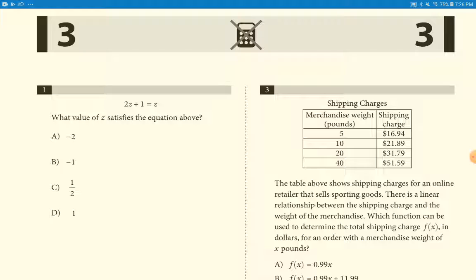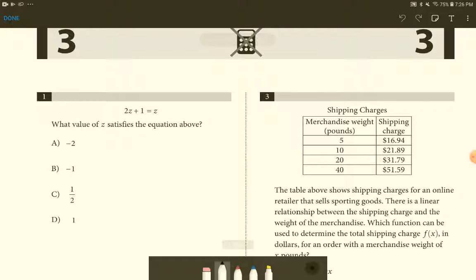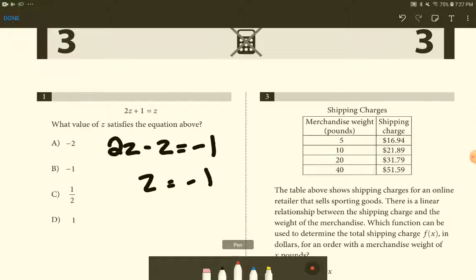So for our first problem we have 2z plus 1 equals z. So we would want to move our z over to the other side so we can isolate our variable. And when we move the z over, we would get the 1 on the other side, which will become negative 1. So 2z minus z is z, and that equals negative 1. So our answer is going to be B.